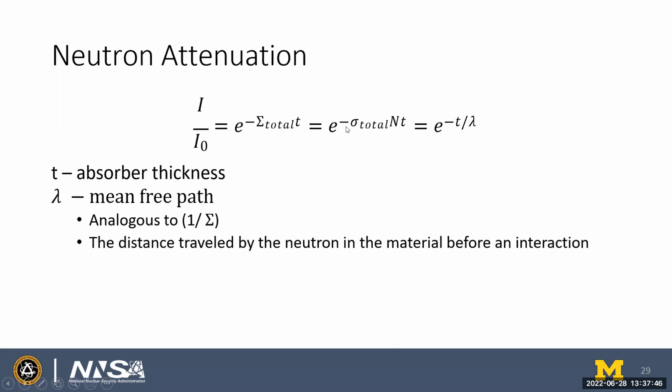We can also quantify this cross section as a mean free path, or lambda. It's the same as 1 over the macroscopic cross section, or 1 over the quantity sigma times N. It quantifies the distance traveled by a neutron in a material before an interaction, on average. So we'll get to an example here.